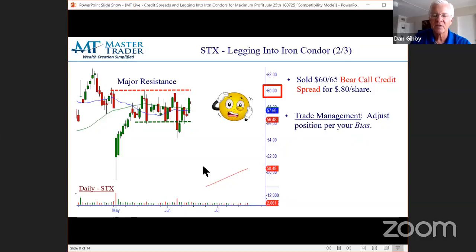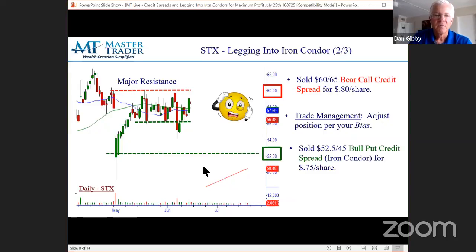Here's my next page, page 2. I'm in trade management mode. Has my bias changed? Well, you can see by my icon there, we have a bearish position. Now it's a deep retracement that just traded over a prior pivot of resistance. What did we do? We're still okay with our original position, but we're legging into an iron condor.